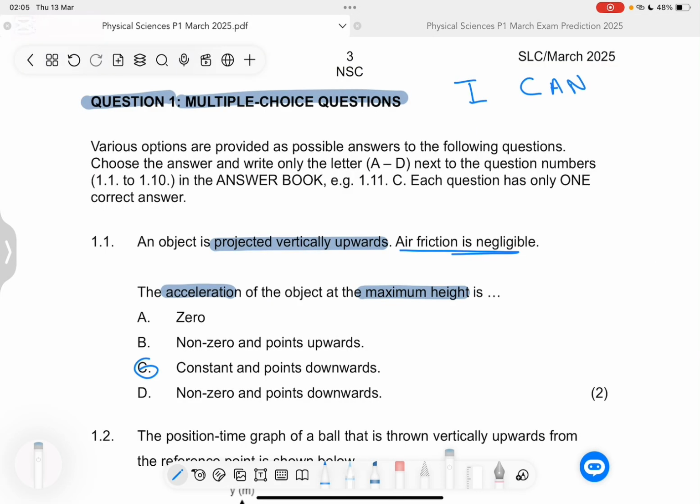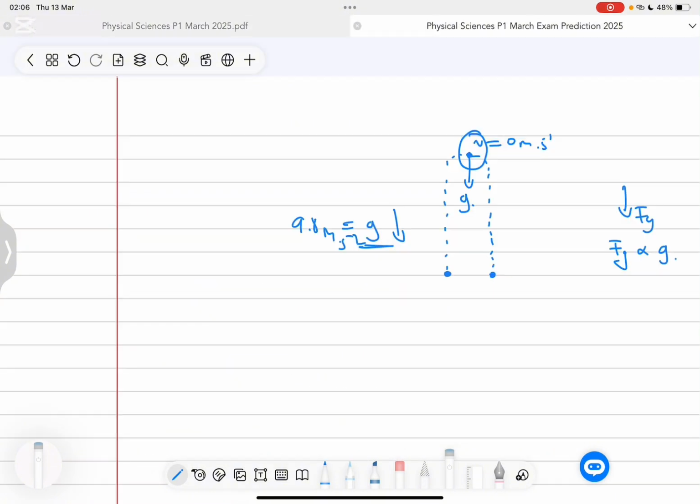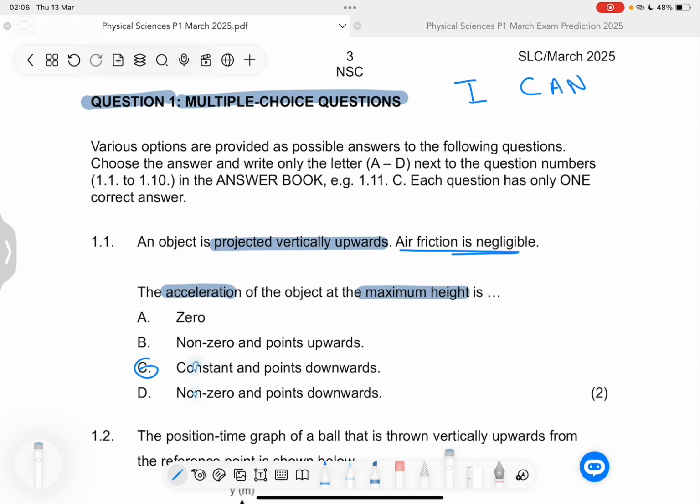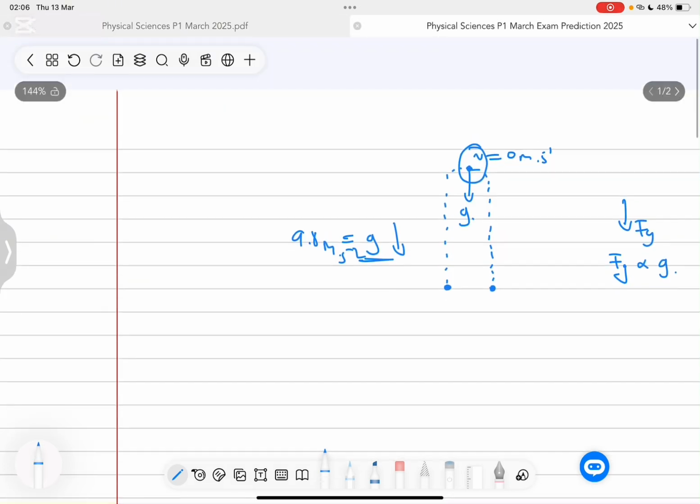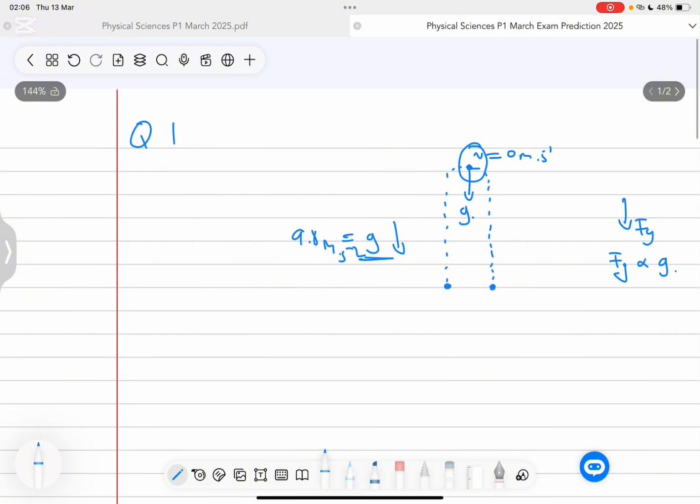D, they say non-zero and points downward. Okay, this also seems correct, but when they say non-zero, we don't know. We need more information to say whether it is changing or is it the same, because this number here is non-zero as well. So the most accurate one between these two, I'll say it is C. So my answer would be C. So I am on question 1.1, and we're saying the answer is C.